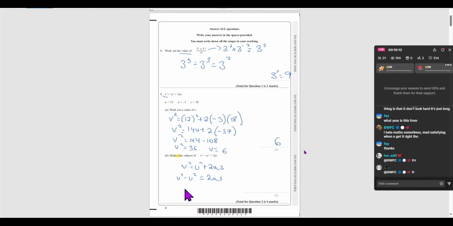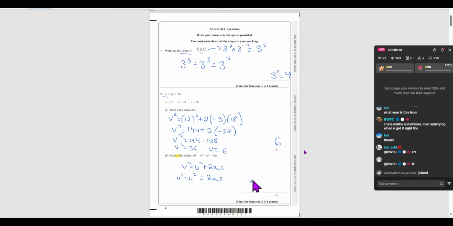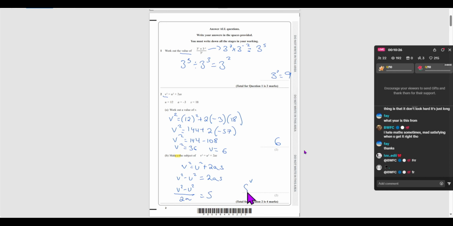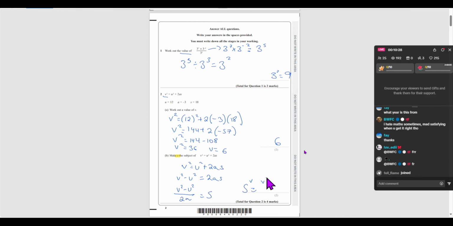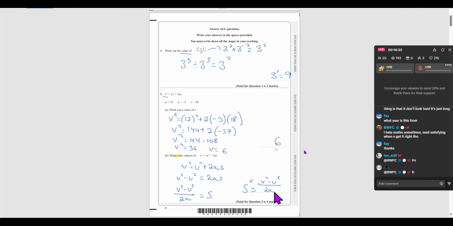And then you divide by 2a. So we get v squared minus u squared divided by 2a is equal to s. And then you put s is equal to v squared minus u squared divided by 2a. And that'll be your answer, okay?